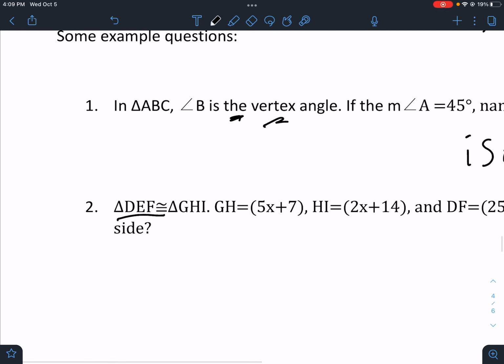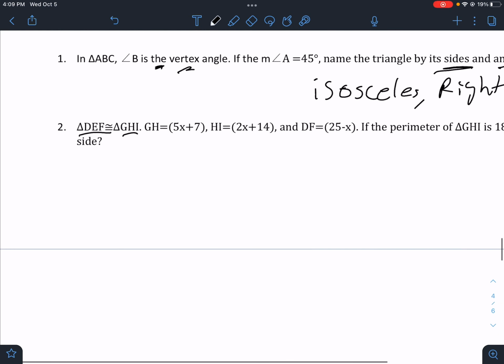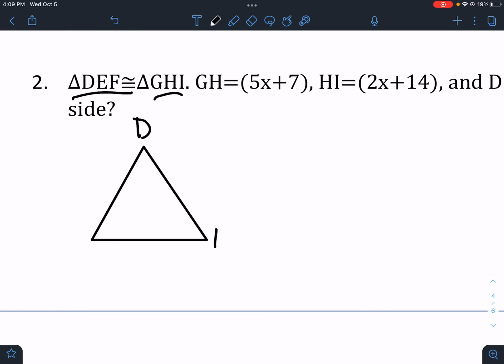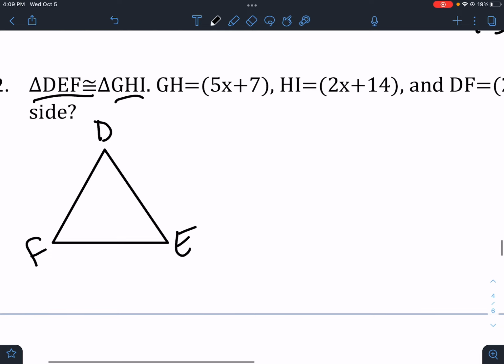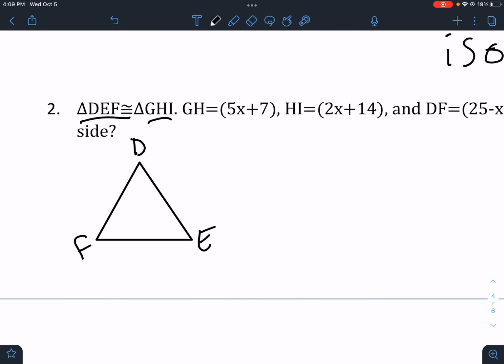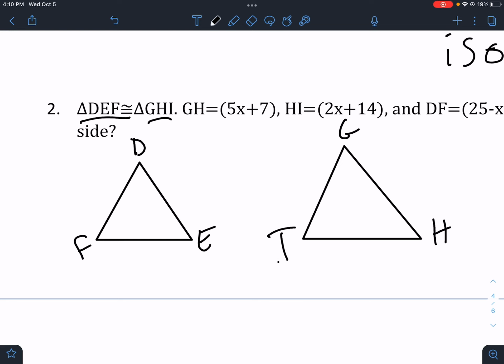If it's called DEF and GHI, guys, I don't even need the picture a lot of the times. But I do want you to draw it out. It helps you see things. All right. So if I call this DEF, I went top, right, left. D, E, F. Top, right, left. Please don't mess yourself up with pictures. If that's D, E, F, then I need this to be top, right, left.